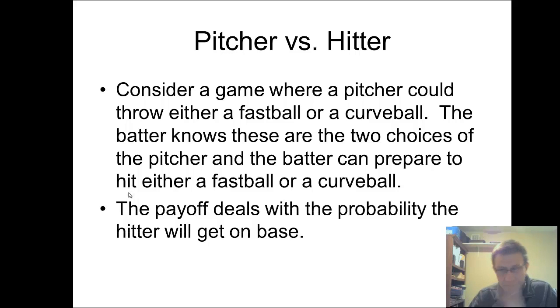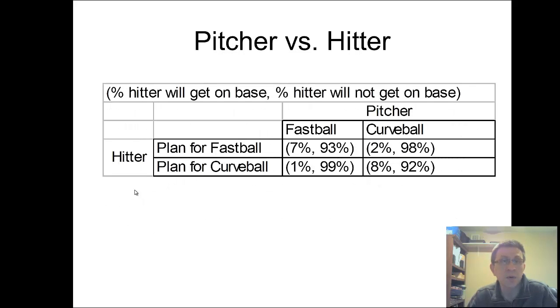Now, I contrived a payoff matrix that deals with the probability the hitter will get on base with any one pitch. This is completely made up. But you see what happens if the hitter plans for the fastball and a fastball is thrown, the hitter gets on 7% of the time. The other outcome, the percentage the hitter doesn't get on base, you can think of that as the pitcher's payout, right? 93% of the time the hitter doesn't get on base, the pitcher's happy about that. So the payoff is 7 and 93.